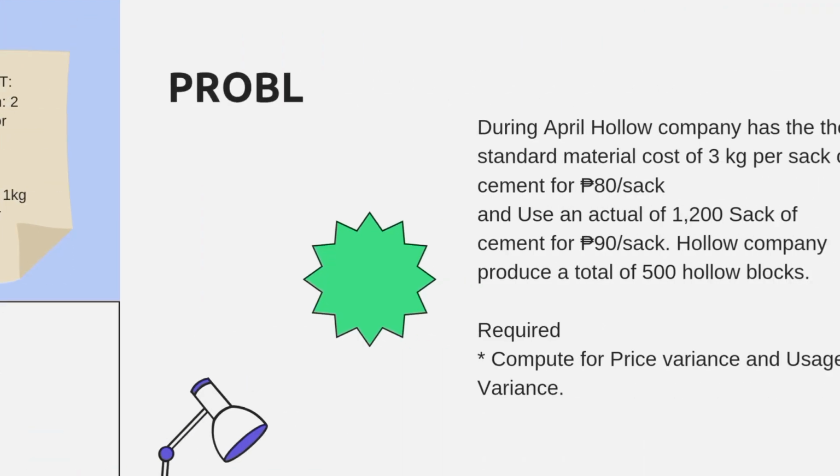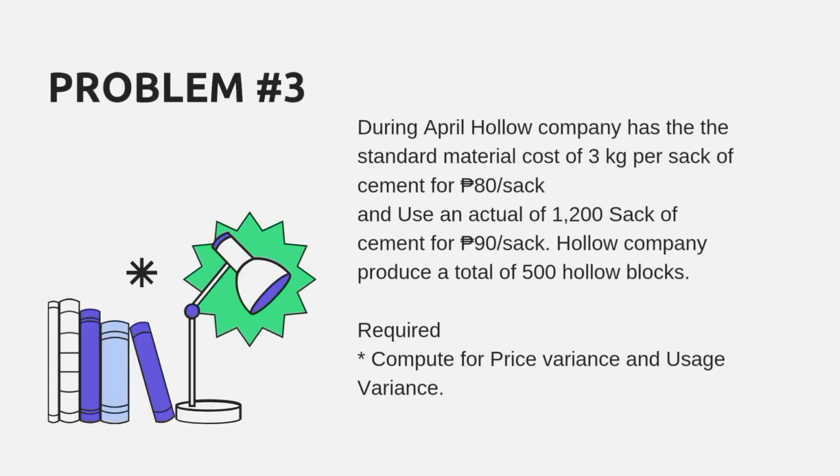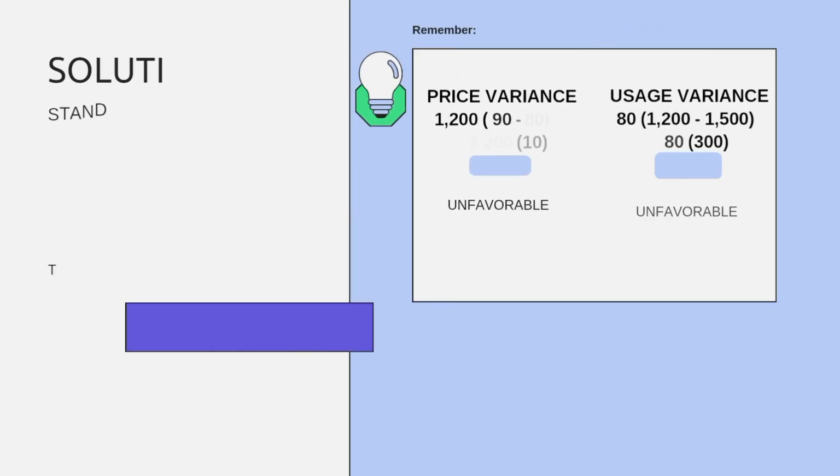So for problem number 3, during April, Hello Company has the standard material cost of 3 kg per sack of cement at 80 pesos per sack, and used an actual of 1,200 sacks of cement at 90 pesos per sack. Hello Company produced a total of 500 Hello blocks. Required, compute for price variance and usage variance. So here are the solutions.